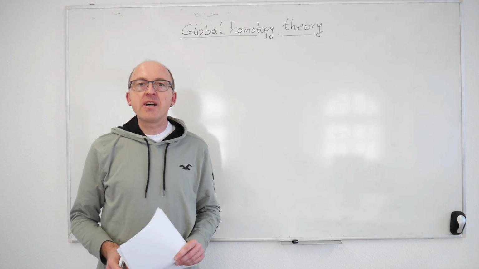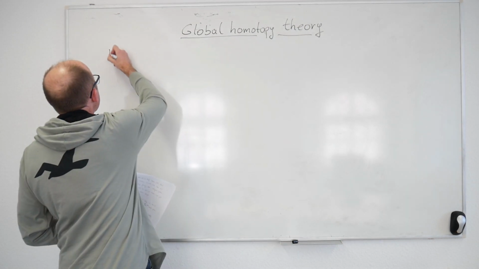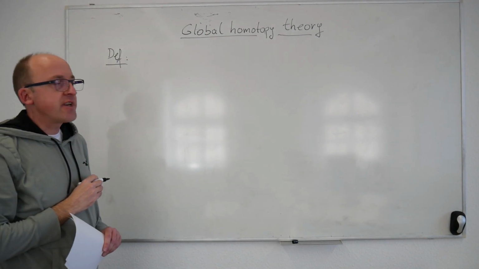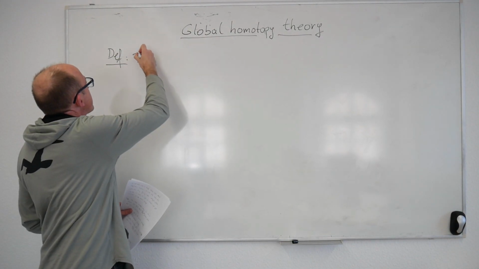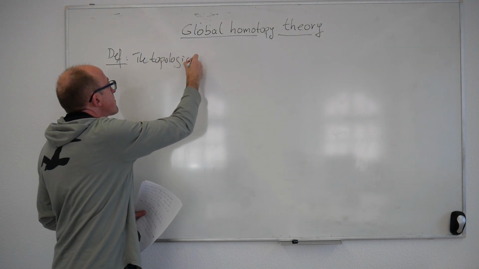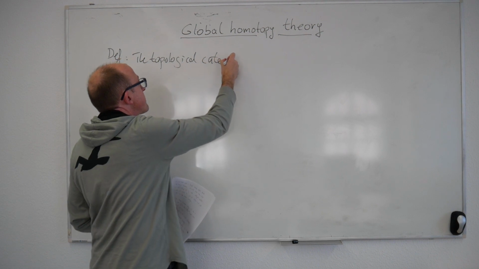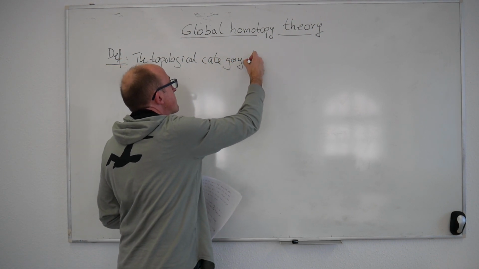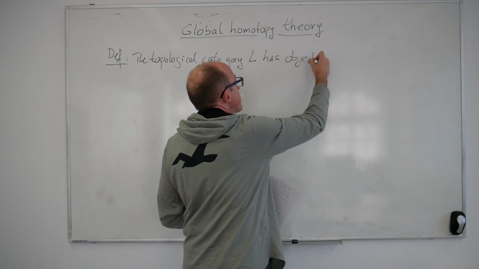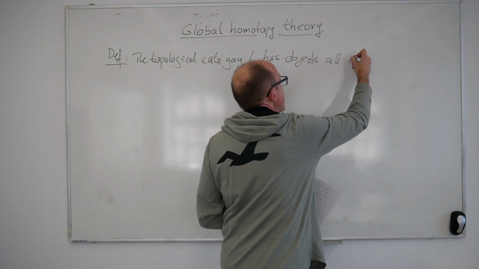Alright, let me start with the definition. I will introduce the category of linear isometric embeddings. The topological category L has objects all inner product spaces.